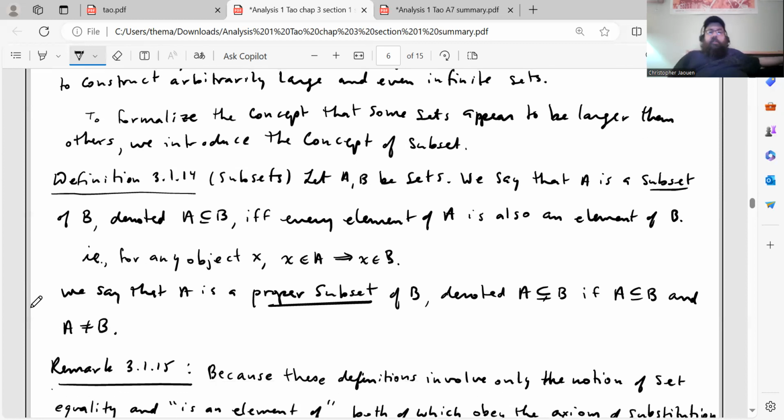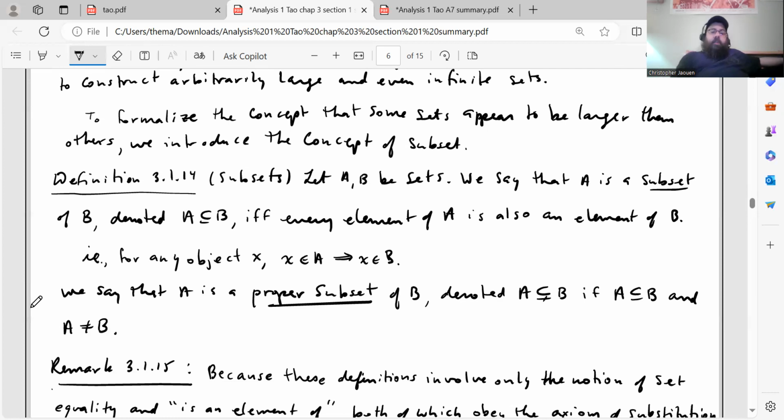So here's the definition of a subset. This is definition 3.1.14. Let A and B be sets. We say that A is a subset of B, denoted this way. That means A is a subset of B if and only if every element of A is also an element of B, i.e. for any object X, if X is in A, then X is in B.